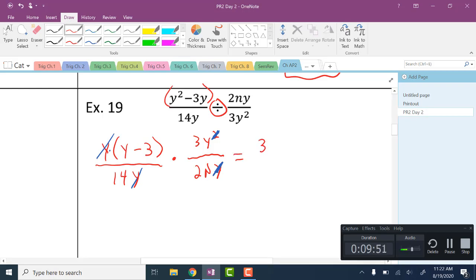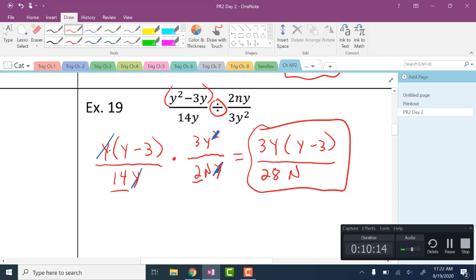I'm going to write the 3 first, multiply by that leftover y, because y squared over y, only one of them cancels. y minus 3 in parentheses can't be canceled with a y on the bottom, even though they're all gone. Then I have a 2 and a 14 on the bottom. I'm going to go ahead and multiply those because this just doesn't cancel with the 3. And an n. All right.